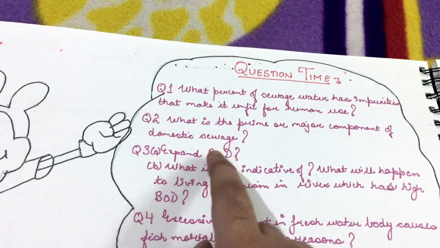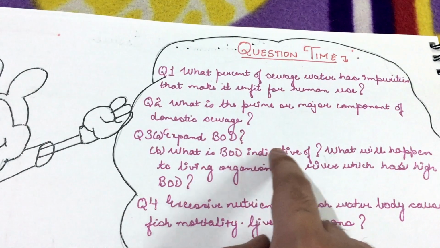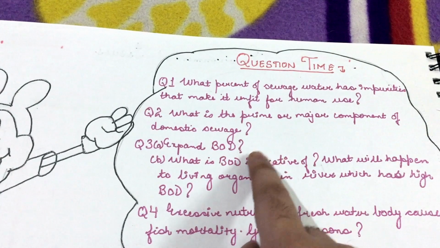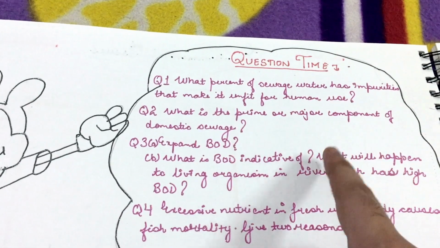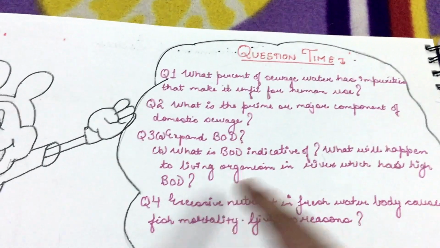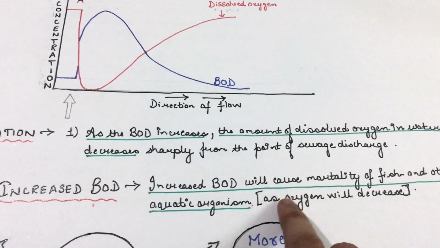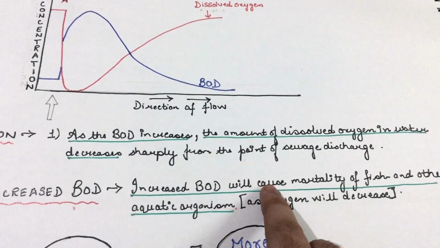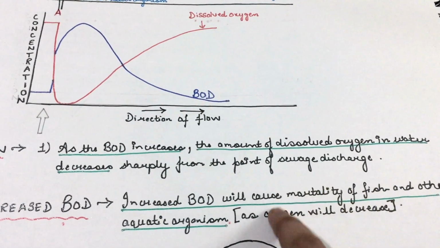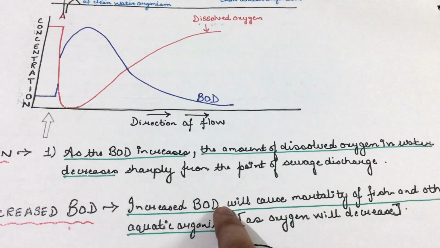The third question is expand BOD. We know BOD is biochemical oxygen demand. What is it indicative of? It is indicative of how polluted the water body is. Higher the BOD, more polluted the water body. What will happen to a living organism in the river which has high BOD? So we have discussed this also. If a water body has increased BOD, it will cause death of the fish present in that water body. So all fishes present in that water body will die because of presence of increased BOD.